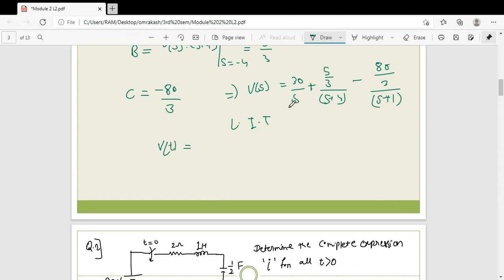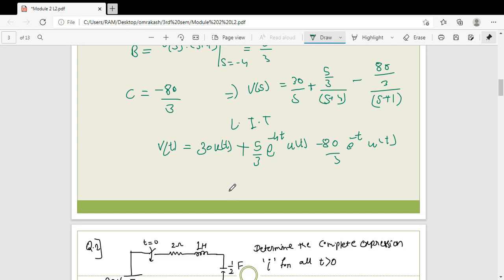What is the value of 1 by s? When you take the Laplace transform of 1 by s, what is the value of this? You can say that it is the constant u of t, right? Here we apply a unit step input, and when you find this value, you will get this constant, 5 by 3 is a constant, e to the power of minus 4t u of t, right? Similarly, minus 80 by 3 e to the power of minus 3t u of t.